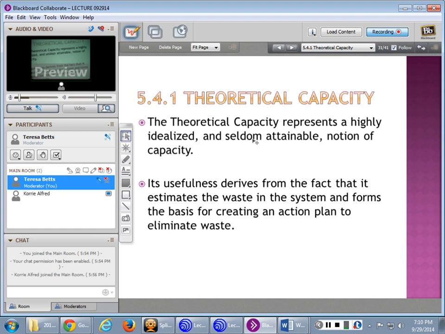Theoretical capacity is a highly idealized and seldom attainable notion of capacity, but it has value for us in analysis. Okay? Its usefulness is derived from the fact that it estimates the waste in the system and forms the basis for finding an action plan to start eliminating that waste.